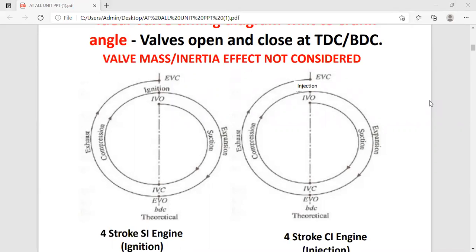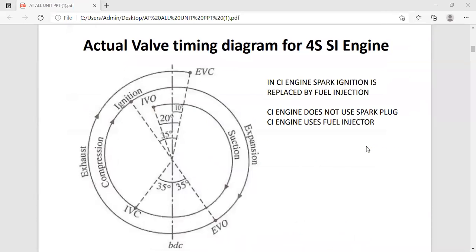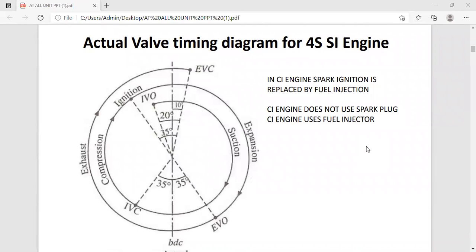So now we are going to start today's lecture. In the previous session, we saw the valve timing diagram, including the opening and closing positions of the valve. These points we have covered. We have seen the ideal cycle of the valve timing diagram. In today's session, we are going to start the actual valve timing diagram.